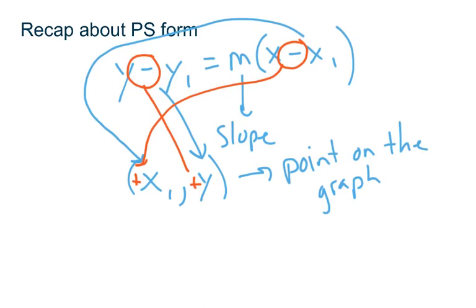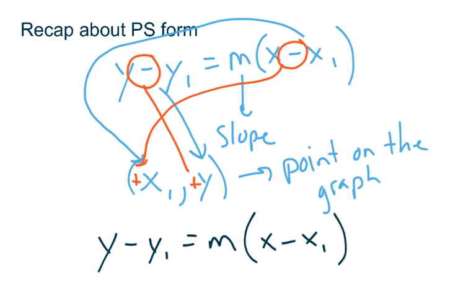And so let's take a look at some examples and see how we write things in point-slope form. Because all we need to do is find those missing pieces. We need to find what y1 is, we need to determine what the slope is, and then write in what x1 is, and that's it.